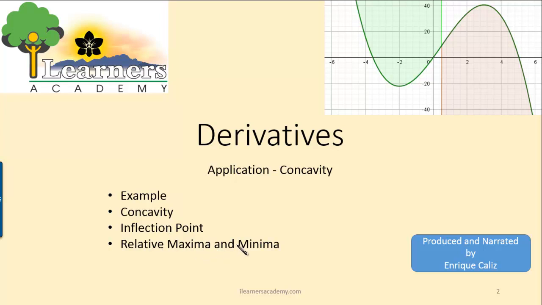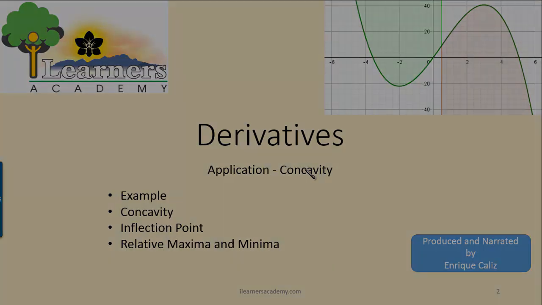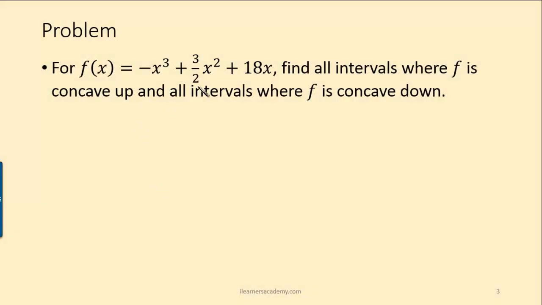relative maxima and minima. So here in this diagram we see a region where the function is concave upward, and here we see the region in which it is concave downward. Here is the problem. We were asked to find the regions in which this function is concave upward and where it's concave downward.